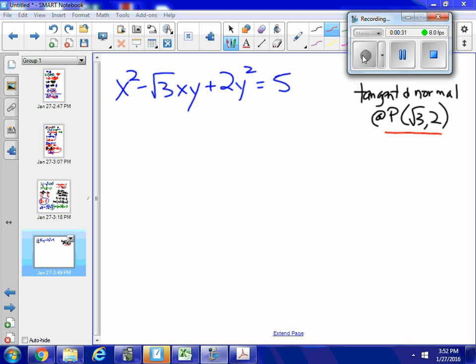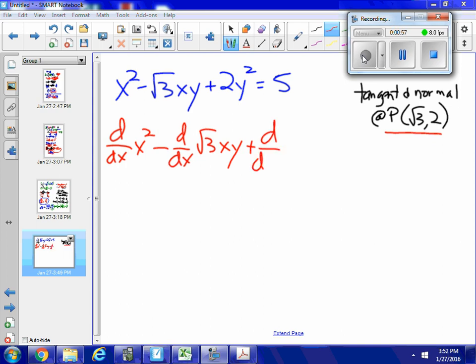Since I have sums and differences on the left side, I'm just going to rewrite this, kind of stretch it out. I want d/dx of x squared minus the derivative of this term right here, d/dx of radical 3xy, plus the derivative with respect to x of 2y squared equals, well, the derivative of 5 is 0, so I'm just going to call that 0 from the beginning.